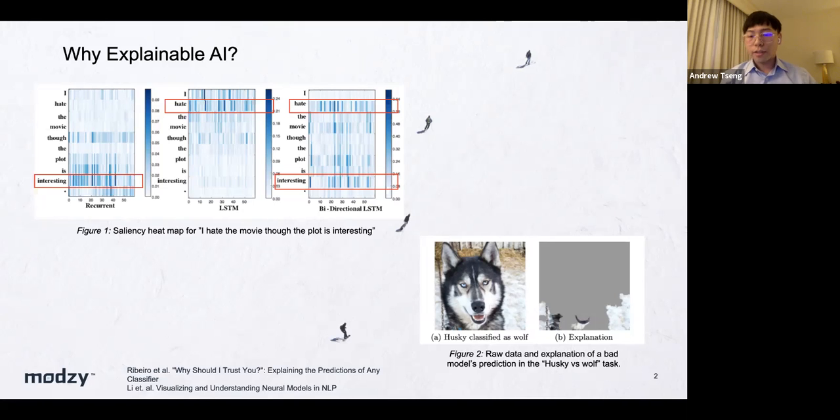Now, in the second example, in figure 2, we see an image of a husky that's classified as a wolf. This example comes from the LIME paper. The authors developed an explanation tool called LIME and used it to explain why the model thinks that this is a wolf rather than a husky. It turns out that the explainable feature is the jaws.